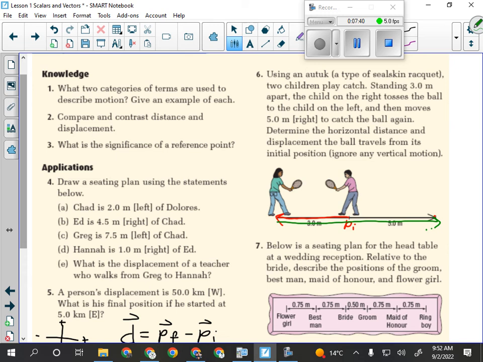Now, what's its total displacement? 5 to the right. Right, 5 meters to the right, because displacement is a vector, and we have to have that direction.